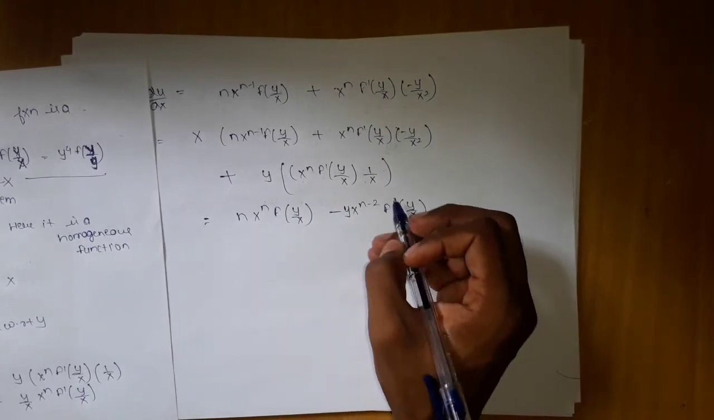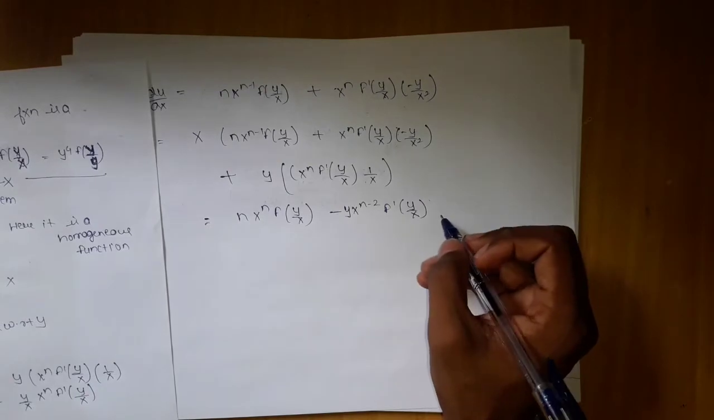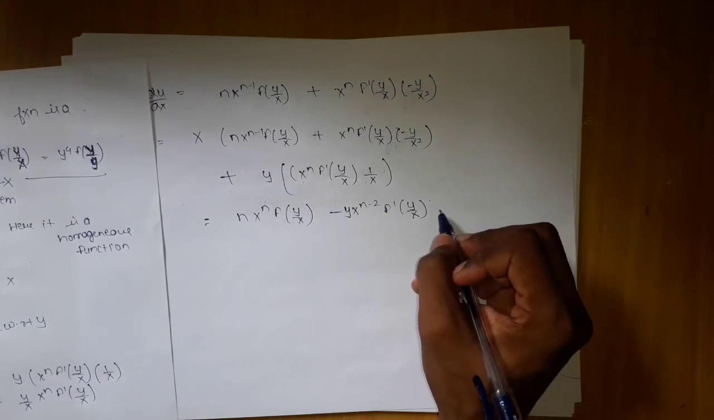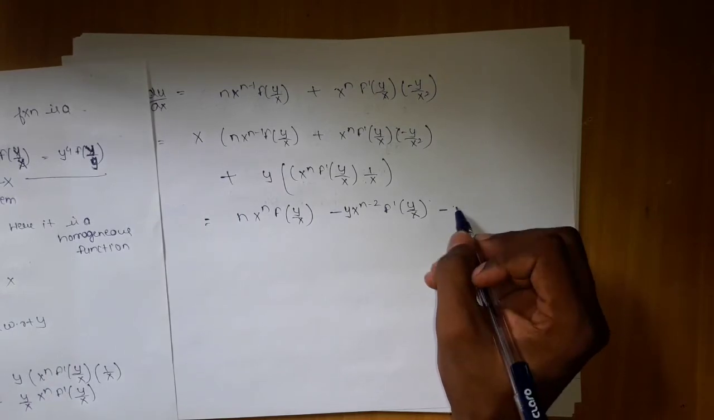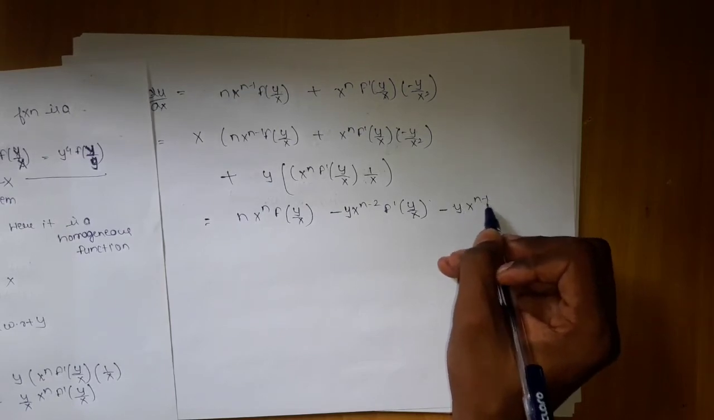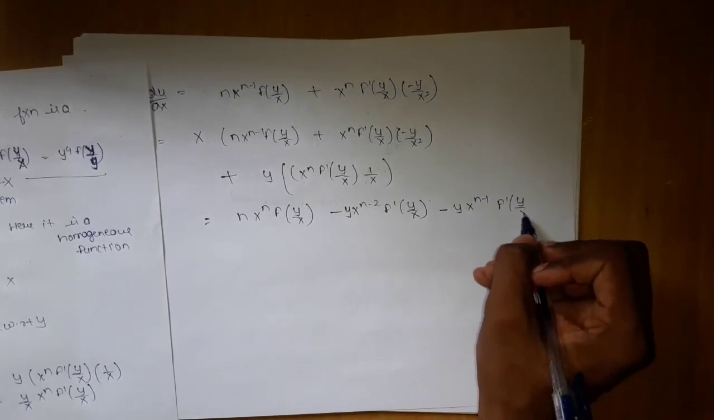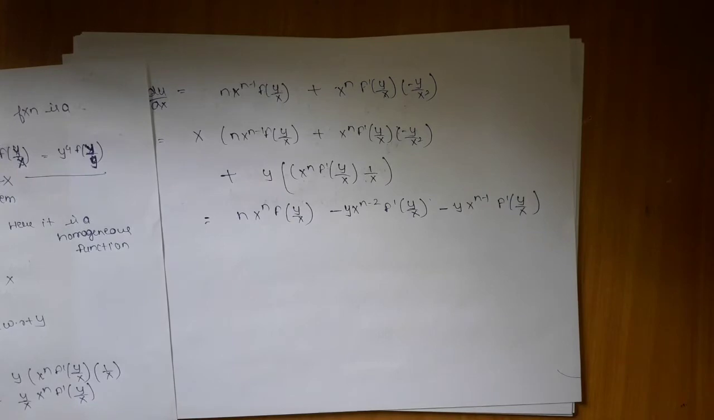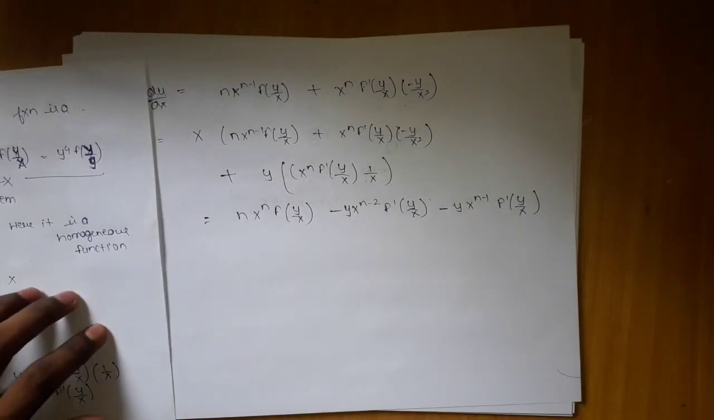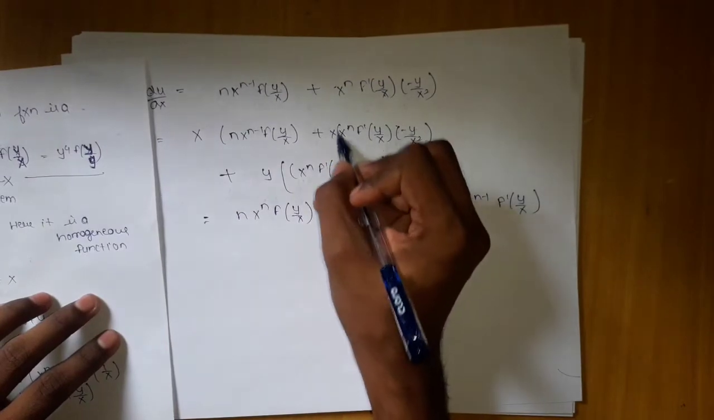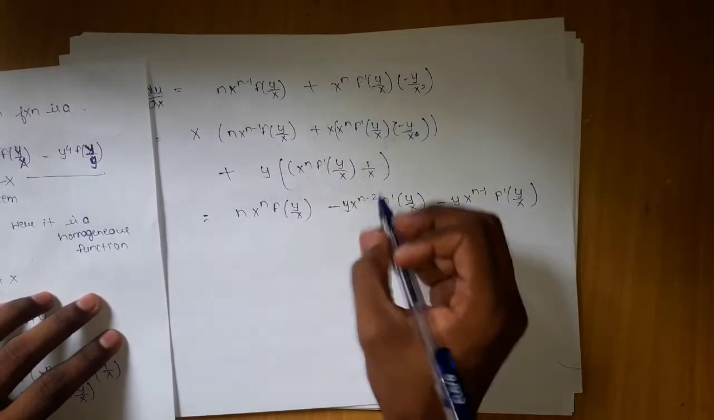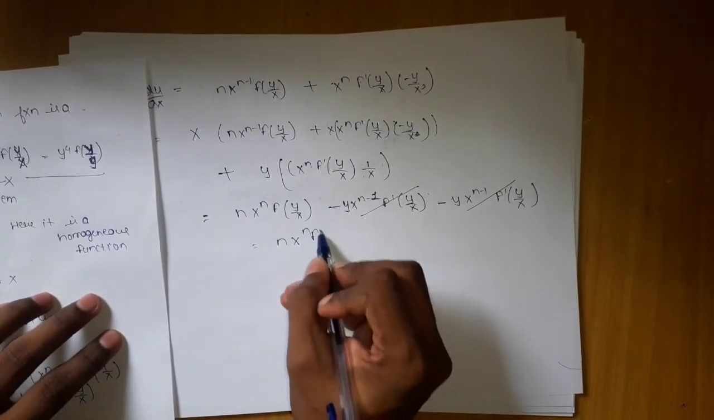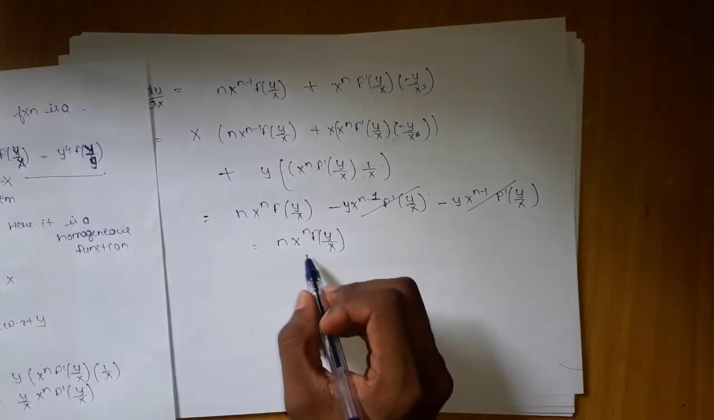Similarly, when y is multiplied, it will be minus y x^(n-1) f'(y/x). Are we making any mistake? If I multiply, here also x will be multiplied, and this will be x and this will be x minus 1. So these two will cancel out, and we are getting n x^n f(y/x). So this is the proof.